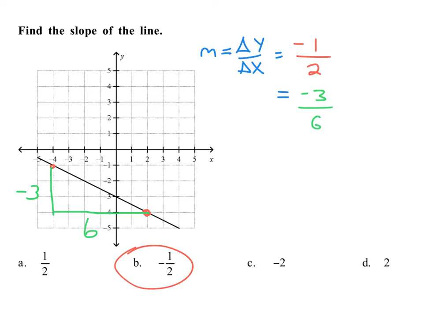And if I wrote -3 over 6, I can simplify that. And when that simplifies, of course, it simplifies back down to -1/2. So as long as you simplify whatever you get, even if you don't pick the points closest together, it will still produce the correct slope.